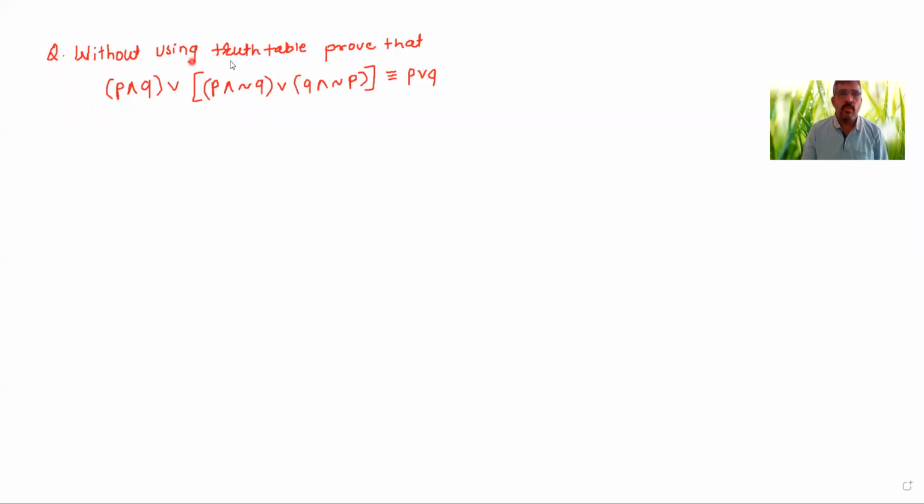Question is, without using truth table, prove that this [P and Q] or [P and negation Q] or [Q and negation P] is logically equivalent to P or Q. For this, they have asked us not to use the truth table.